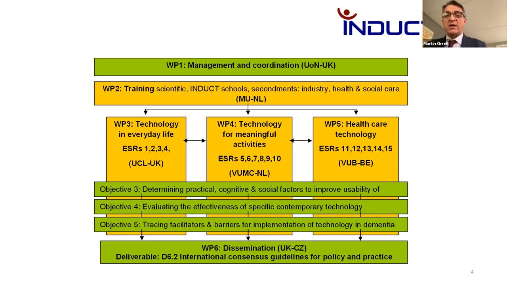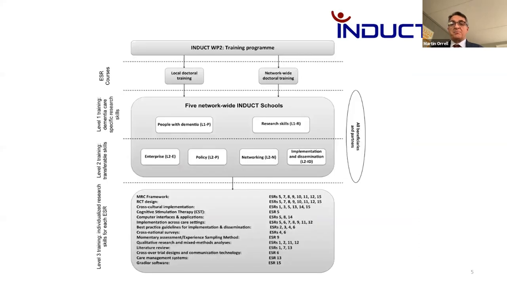So you can see we've got the three domains there, and there's the four early stage researchers in the first one, then there's six in the second and five in the third. And the cross-cutting themes are looking at practical cognitive and social factors, looking at effectiveness and looking at implementation. So, and one of our goals was developing the consensus guidelines. So you can see how the training program worked.